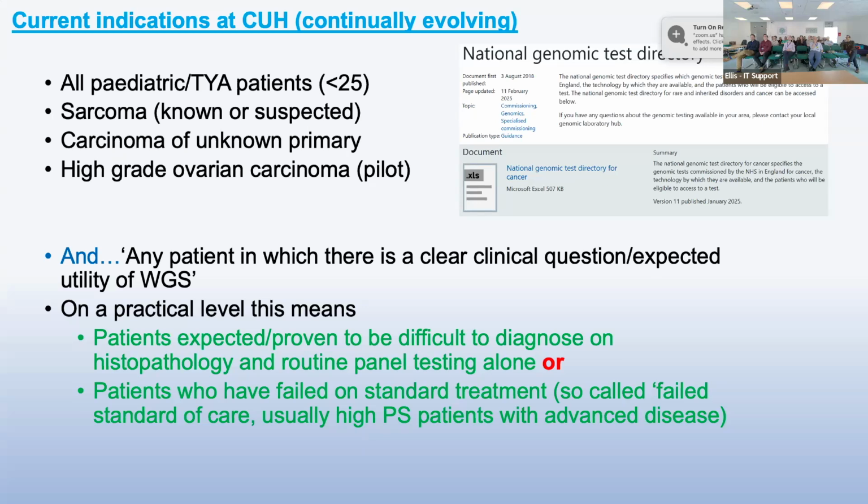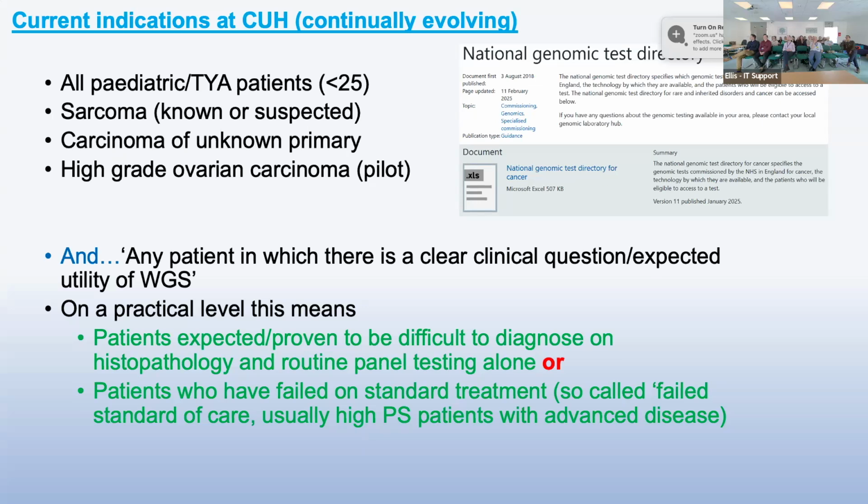But at CUH at the moment, we basically say that eligible patients are everybody under 25, irrespective of tumour, a sarcoma, known or suspected, but also CUP and high-grade ovarian carcinomas. And they've also given you this kind of get out of jail free card of any patient on which there's a clear clinical question or expected utility to WGS. And most of the patients in this group tend to be people who've had molecular testing on panels and not found anything. There's obviously something there. So they benefit from a genome.